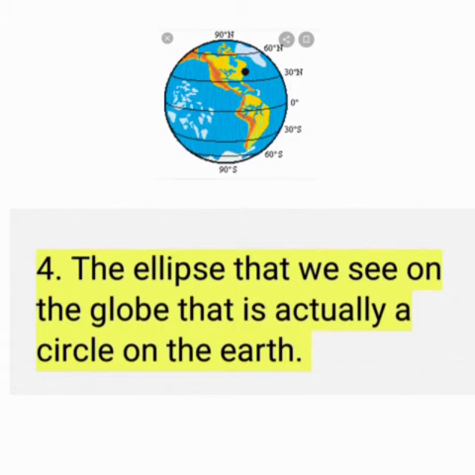The ellipse that we see on the globe, on this globe also you can see the ellipses, is actually a circle on the earth. What is an ellipse? You know, that half circle kind of thing. This is just the one side we are seeing, but this is basically a full circle.